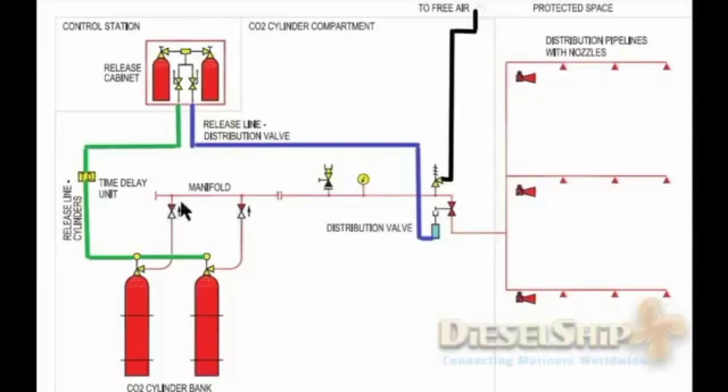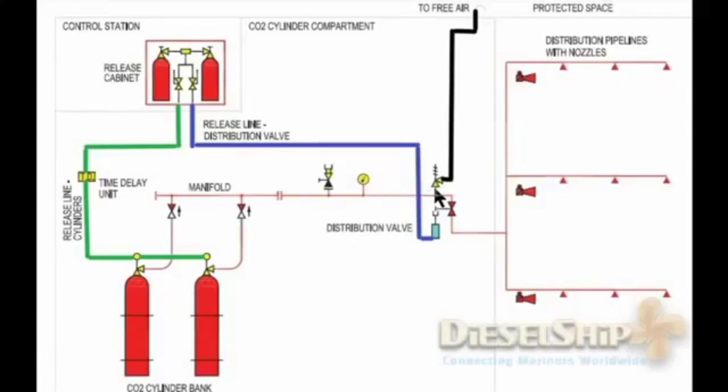Let's now concentrate on the main manifold. You definitely have to have a blank over here, so that for any maintenance purpose you can isolate the CO2 bottle section, blank it, and then carry out maintenance on this area. And you have a valve over here through which you can connect air, either from the engine room or from the shore, depending on whether you're in dry dock or not.